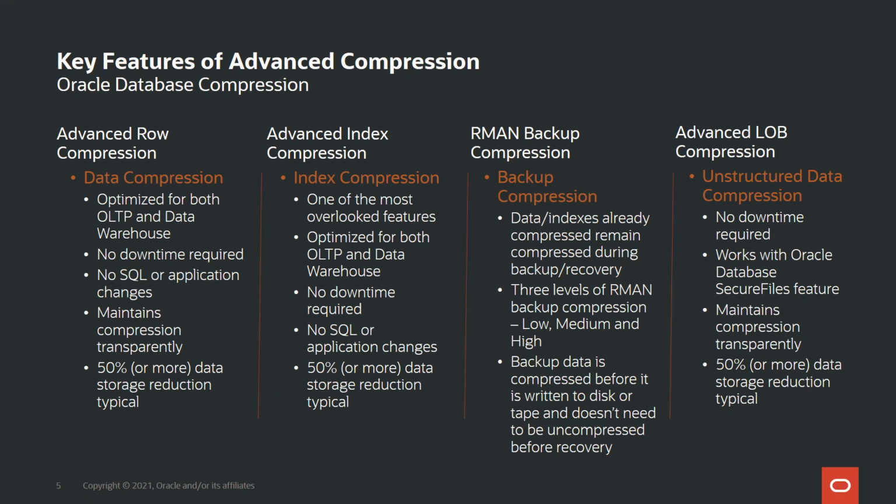And there's advanced LOB compression. If you're using SecureFiles to store your LOBs out of line, then you can use advanced LOB compression to compress those LOBs. Typically, about a 50% reduction in storage footprint is also very typical with advanced LOB compression.